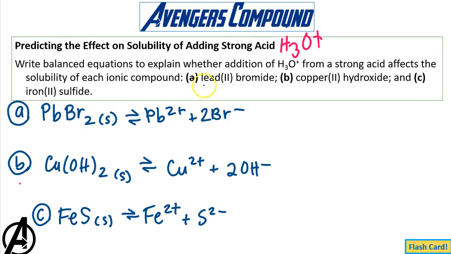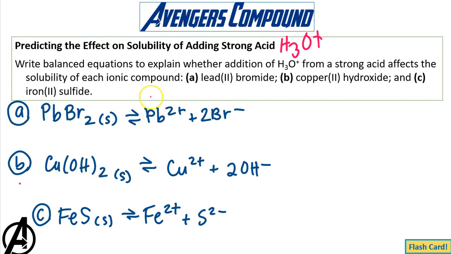So for letter A, we have lead 2 bromide, which is PbBr2. Here's the dissolution equation, which is going to be Pb2 plus and 2Br minus. Next, we have our copper 2 hydroxide, which is Cu(OH)2 solid, in equilibrium to form Cu2 plus and 2OH minus. And finally, for letter C, we have iron 2 sulfide, which is simply FeS solid, in equilibrium to form Fe2 plus and S2 minus. Next, for this type of question, you want to find the anions of a weak acid.